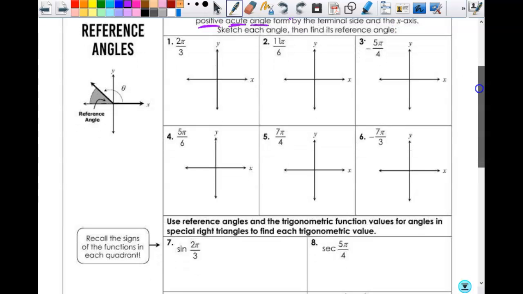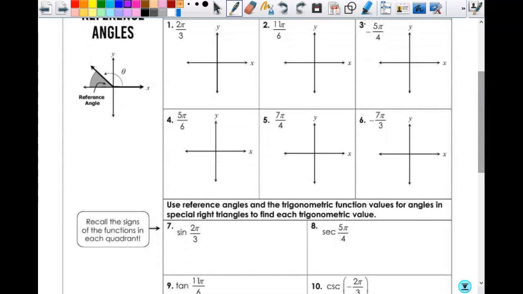So looking at number 1, 2 pi 3rds, what quadrant am I in? Second. And then that means I'm about right here. This is 2 pi 3rds. What's my reference angle? Pi 3rds, because that's how we come up with our values. We just have to know what's going on in the first quadrant and how to relate it. 11 pi 6, fourth quadrant. So this is 11 pi 6. What is my reference angle? Pi 6.